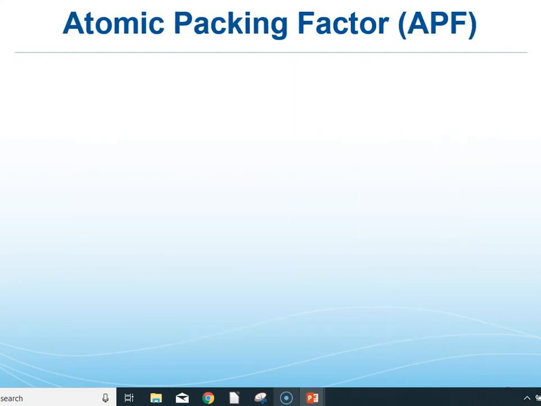Atomic packing factor. This is one of the first characteristics that we'll learn that relates to important properties, notably density.